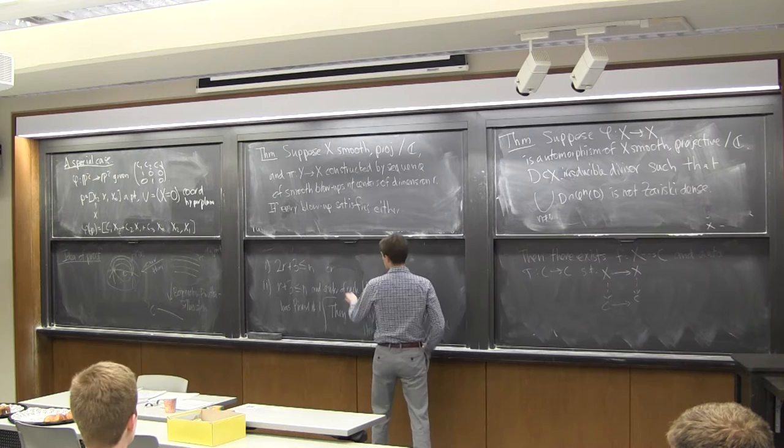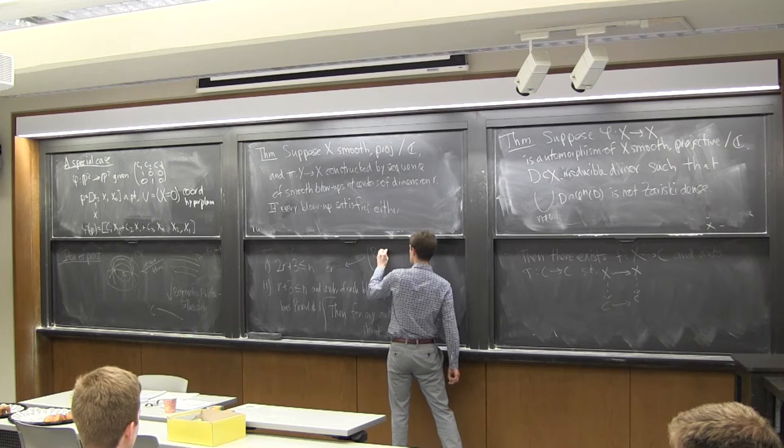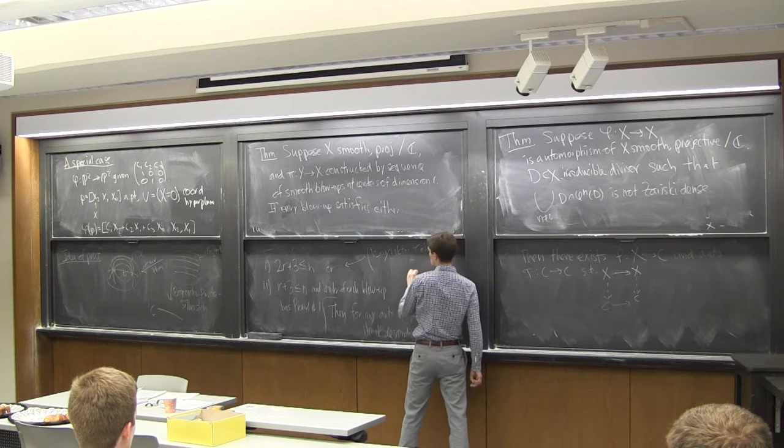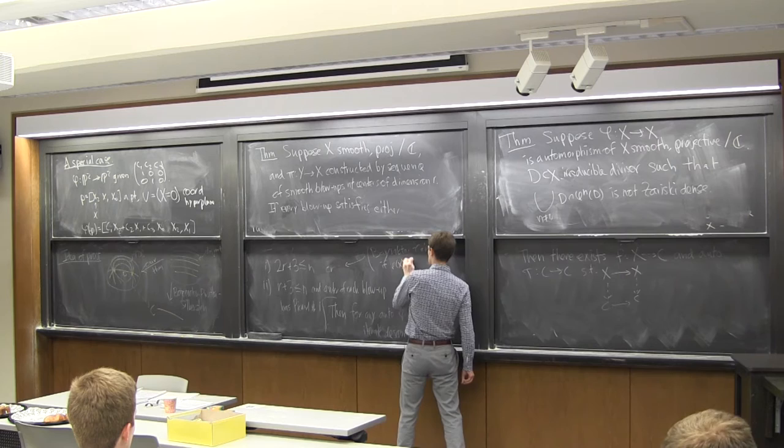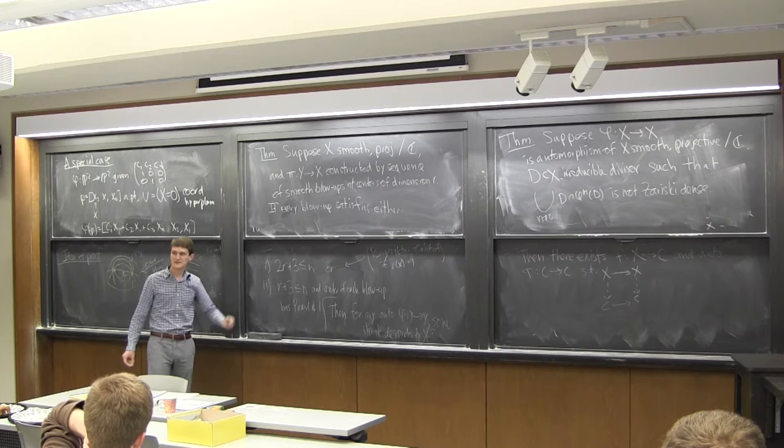OK, so this first case is actually already known. This was proved by Bayraktar and Cantat, under the additional hypothesis that rho of X is 1. So we get rid of that hypothesis, but we also allow these blow-ups of much larger dimensional things.